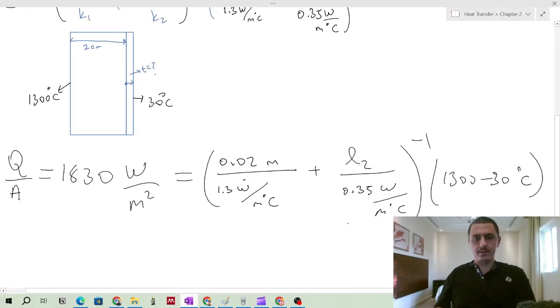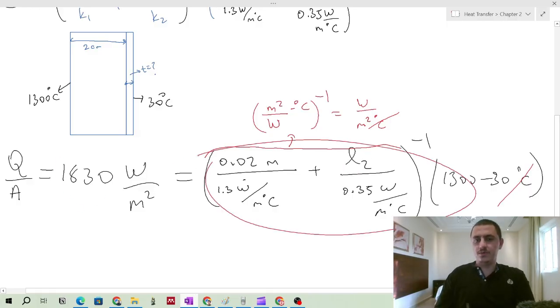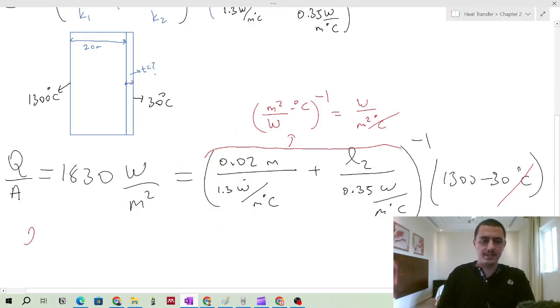If we look at the units, here you have meter, but this meter also goes up. So let's find the overall unit of this part. It will be meter squared times Celsius over watt, right? Celsius also will go up. And when you take the power minus 1, that will give you watt per meter squared times Celsius. That will be flipped, and this Celsius actually will cancel that term, so you have watt per meter squared, the same as this value. So if you take this L2 as a meter, if you plug in all values and calculate for L2, you will get meter units.